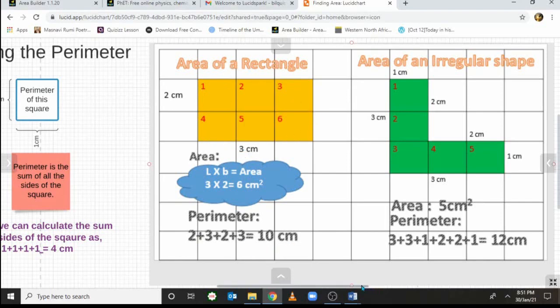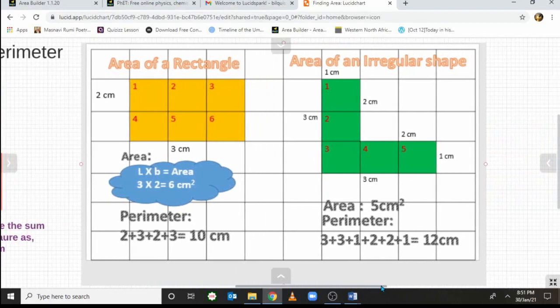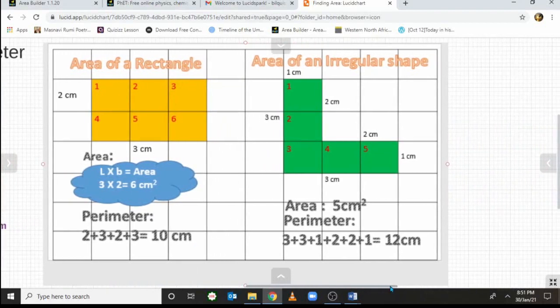Calculating the sides, 2 plus 3 plus 2 plus 3 is equal to 10 centimeter. It's easy, huh? Now let's see the area of an irregular shape. For the area of an irregular shape, we can divide it into rectangles and squares separately and calculate the area, or we can simply use the easy way out of just counting the squares.